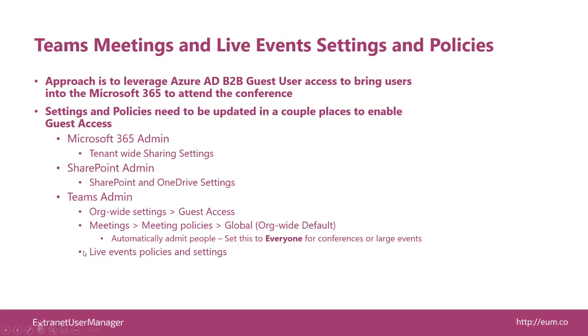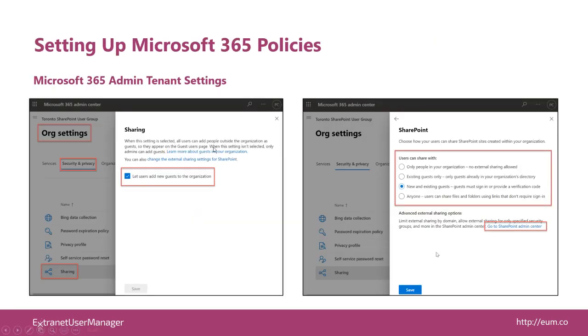Cool. Okay, so coming into the settings and policies that you want to set up in order to do this. Assuming that the folks coming into your conference are external to your organization, a big part of this is going to be setting up the guest access policies. So you need to come into the general Microsoft 365 admin. If you're going to be sharing documents or files, you need to do some things on the SharePoint side, and you also need to go into the Teams admin as part of that as well. First off, we need to have the ability to add new guests to the organization. That's sort of a given from a Microsoft 365 point of view.